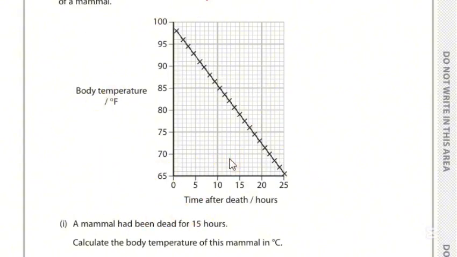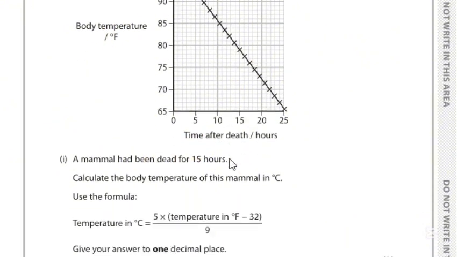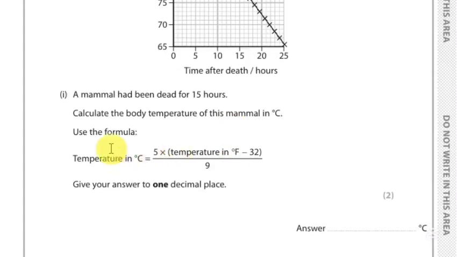Okay, so let's see what the question is. A mammal had been dead for 15 hours. Calculate the body temperature of this mammal in degrees Celsius. Use the formula: temperature in degrees Celsius equals 5 times temperature in degrees Fahrenheit minus 32, divided by 9. Give your answer to 1 decimal place.